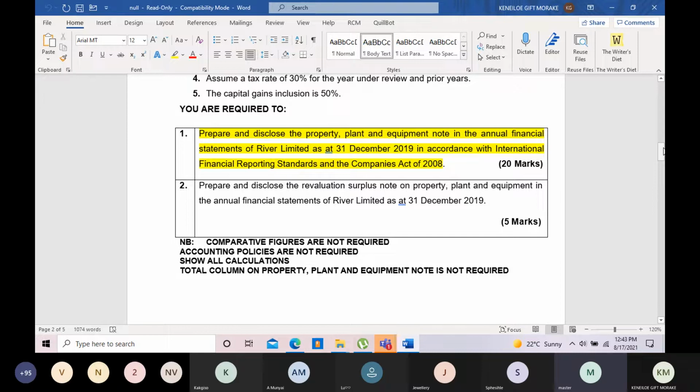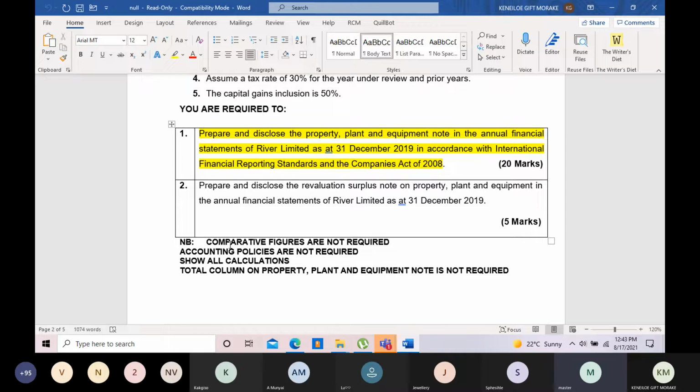Okay, but in this case, we're going to start by requirement number 1, because I'm here to teach you how this thing is done. And then NB, or note, the comparative figures are not required, meaning the lecturer wants to see only the current year figures or amount. If they say comparative figures are not required, meaning we don't want to see amounts that belong to previous years. We want to see the current year amounts. I mean, so the accounting policies are not required as well.